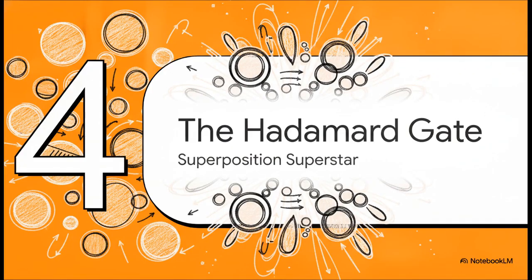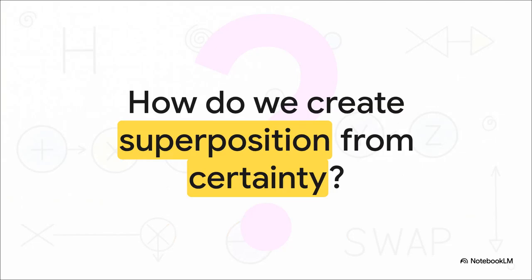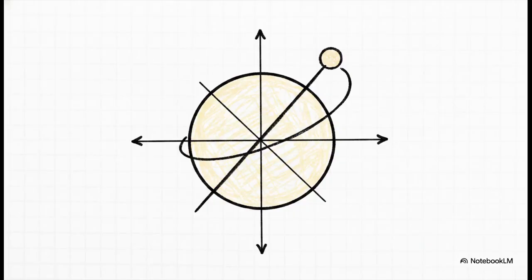Okay, let's move to part 4, Hadamard, the superposition superstar. I want you to think about this for a second. If you have a qubit sitting firmly at the North Pole, meaning you have absolute certainty that it's 0, how do you thrust that into a state of perfect uncertainty? How do we actually create superposition? Well, the answer is the Hadamard gate. This is arguably the single most important gate in all of quantum computing.